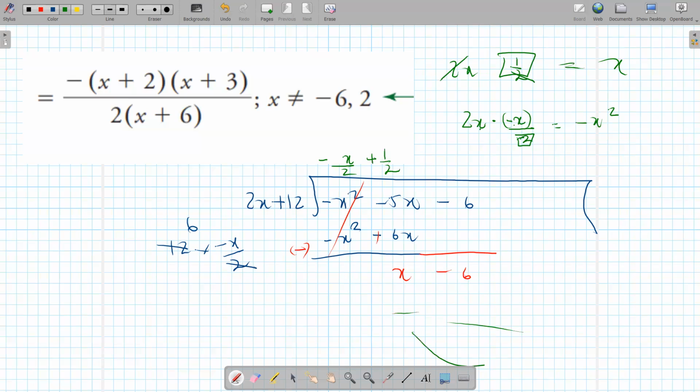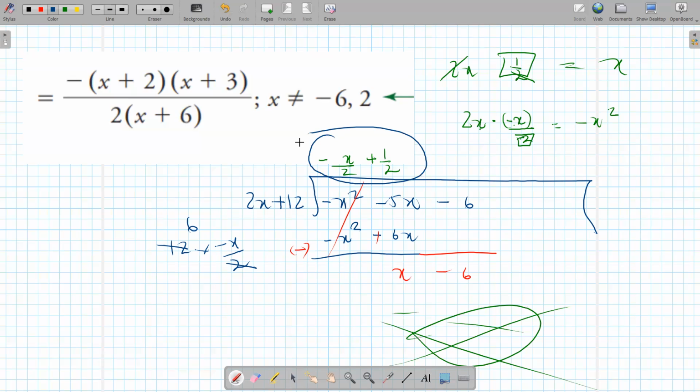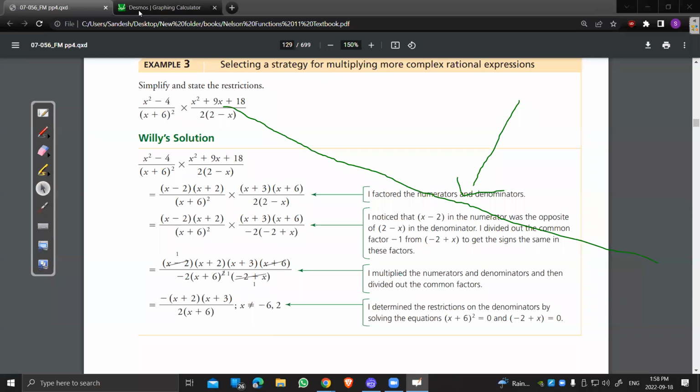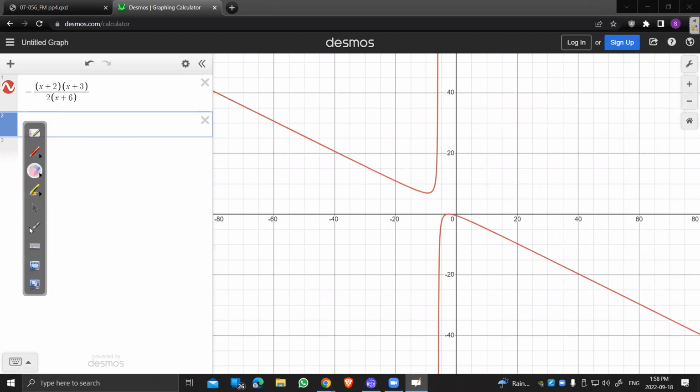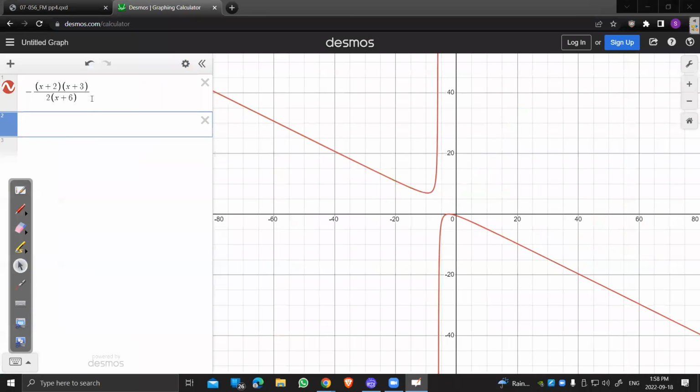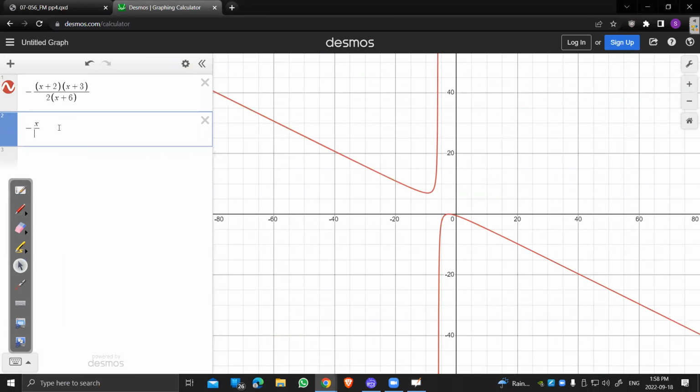And then you'll get some remainder. We're not interested in the remainder here. Unlike the factor remainder theorem, where the remainder is all we wanted, for this topic we're strictly interested in the quotient, and this is going to be the equation of our asymptote. Let's try it. Negative x/2 plus 1/2. Erase this. And it should go right in the center of that. Negative x/2 plus 1/2. There we go.